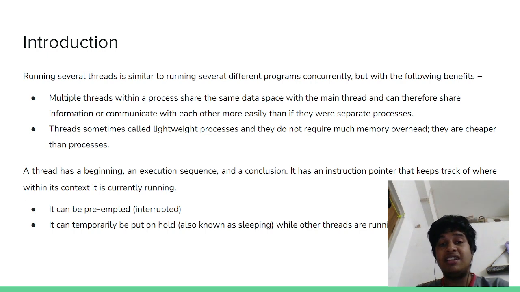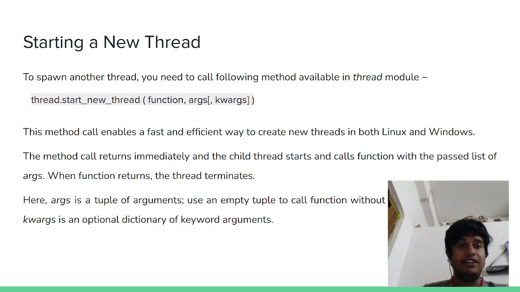A thread has a beginning, an execution sequence, and a conclusion. It has an instruction pointer that keeps track of where within its context it is currently running. It can be preempted or interrupted, and it can temporarily be put on hold, also known as sleeping, while other threads are running. This is called yielding.